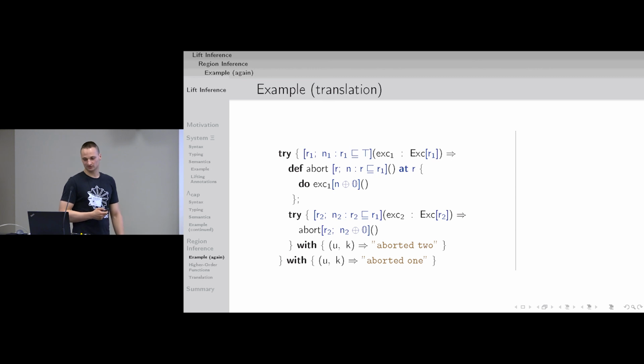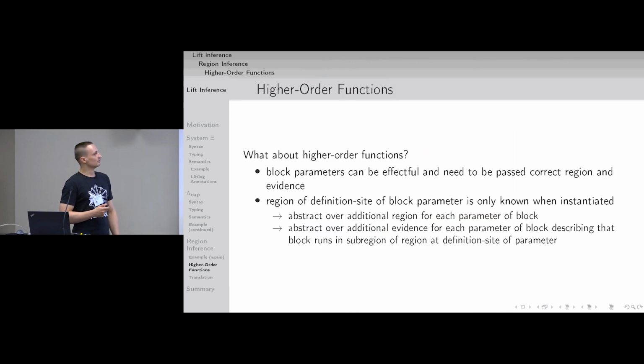So this is already most of it, but there's one thing left. We have not encountered higher order functions yet. So what about higher order functions? Well, of course, block parameters can also be effectful. That is, they need to be passed evidence and the correct region too. The problem is, when we define a block, the block parameter is not known yet. So for the block we pass for the parameter, we do not know the definition side region. This is only known when we instantiate the parameter.